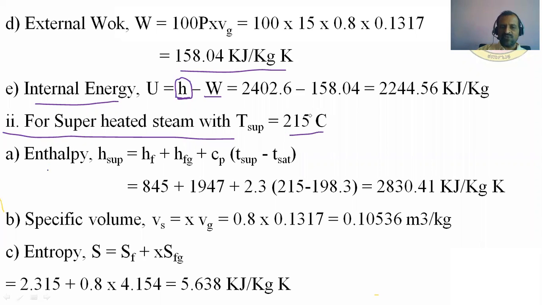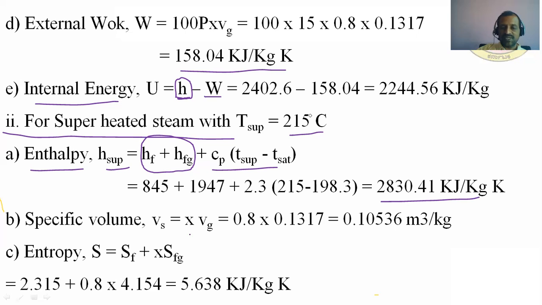So write the formula for enthalpy. H sup is equal to hf plus hfg, so this is the enthalpy of dry steam, plus the extra heat you are going to add, that is Cp times (T sup minus T saturation). So substitute all the values here, you know all the values. After substituting, you will get 2830.41 kilojoules per kg.